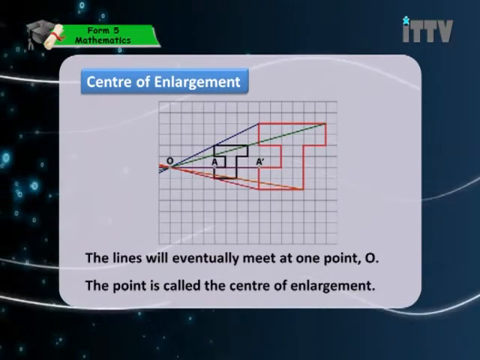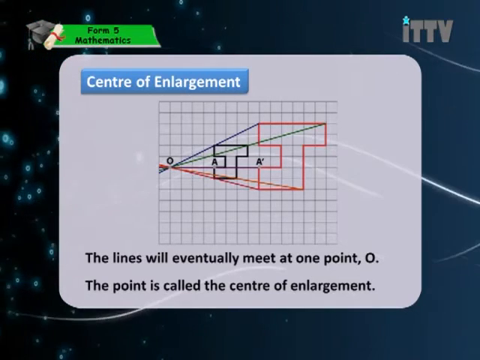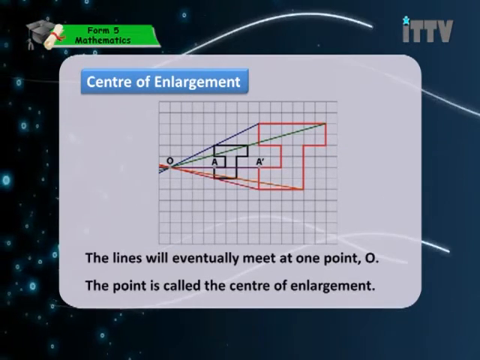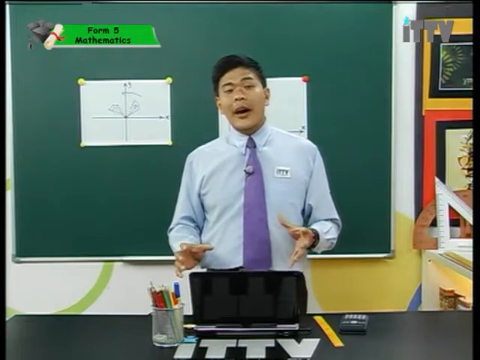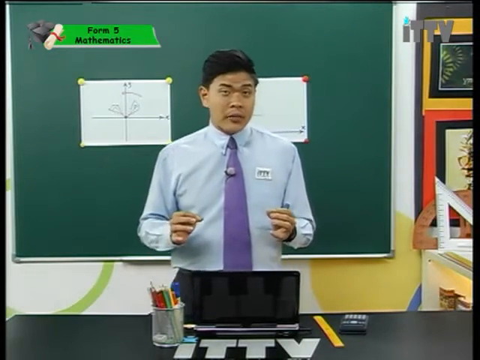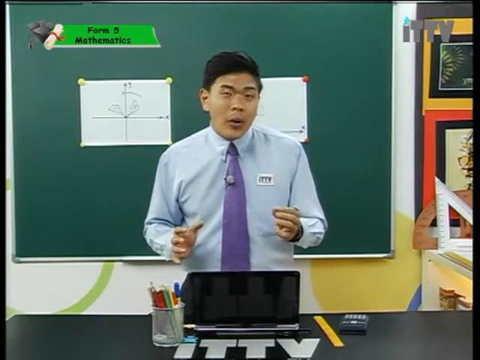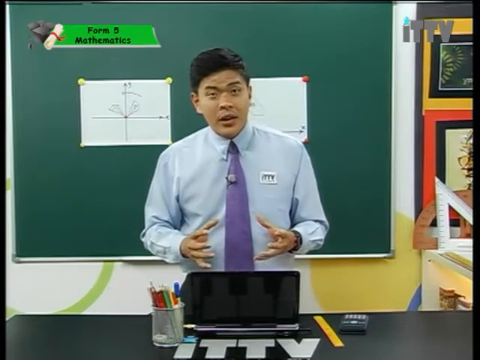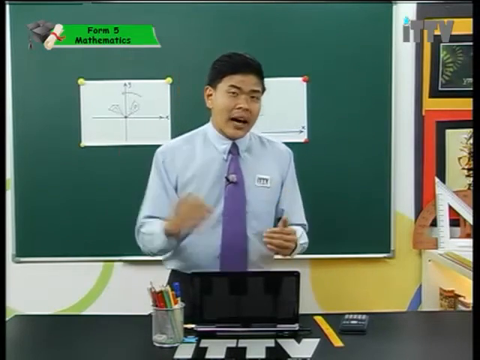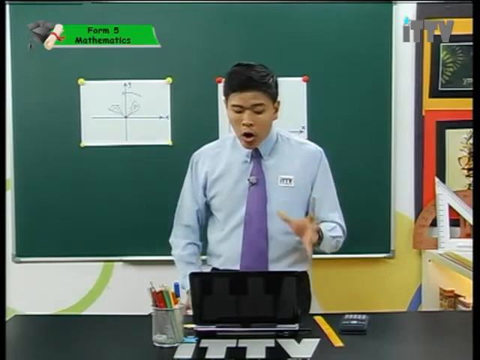Take a look at this diagram again, and this is how it will look. This is the technique to find out where the center of enlargement is, because every enlargement always comes out from a center. That's how you find it, by drawing lines until they intersect at one common point.